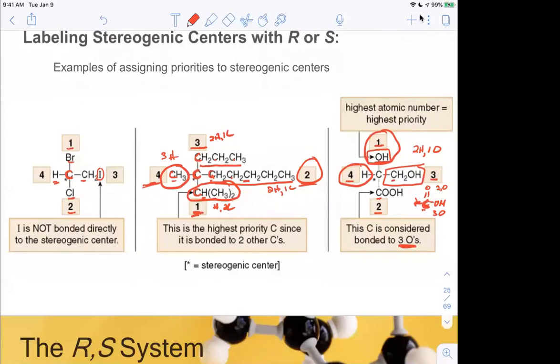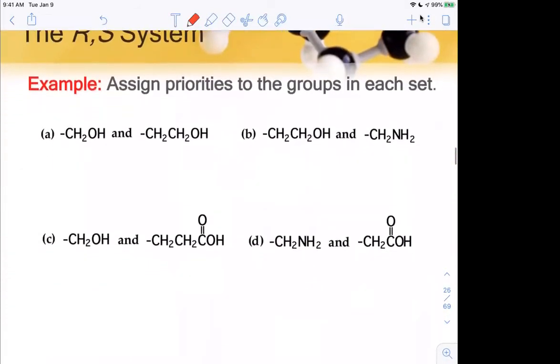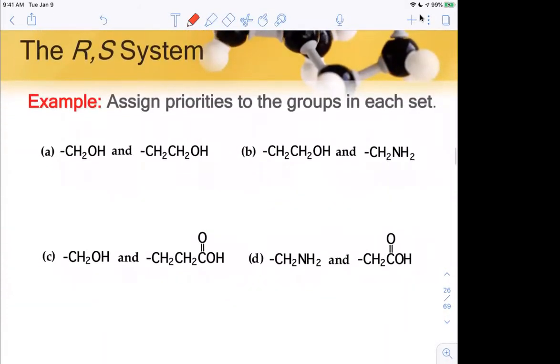This does take some practice in order to get this down. So you need to work with your book, and you want to work at figuring out what these priorities are. So let's do an example. Which of these groups is the highest priority? I have carbon versus carbon.